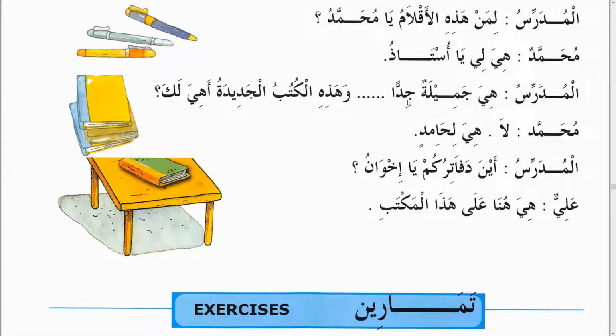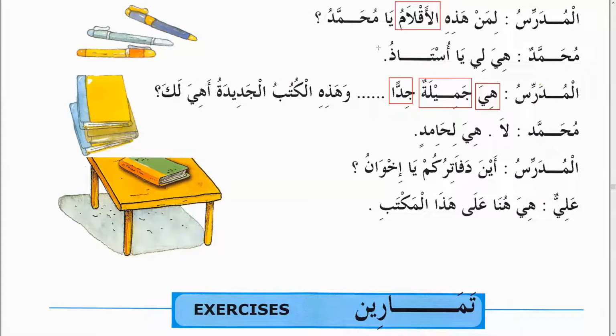Hiya jamilatun jiddan. They are beautiful, very beautiful. See, we're talking about the pens, but we're talking as if it's a feminine being, as if it's a feminine thing. Hiya, she is very beautiful, but the translation here is they are very beautiful. And see, we won't use the plural of jamila. We will say jamilatun, singular feminine for everything. They are very beautiful, is how we will translate.